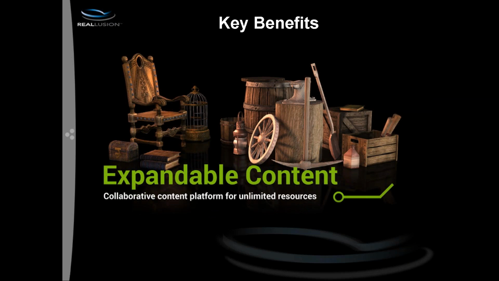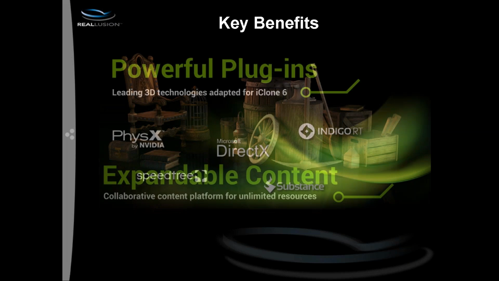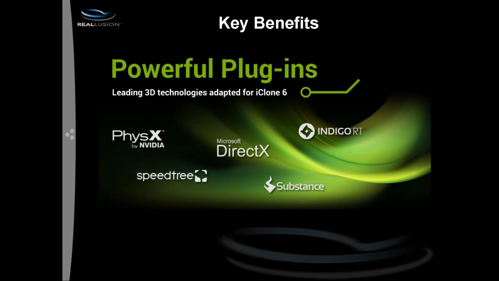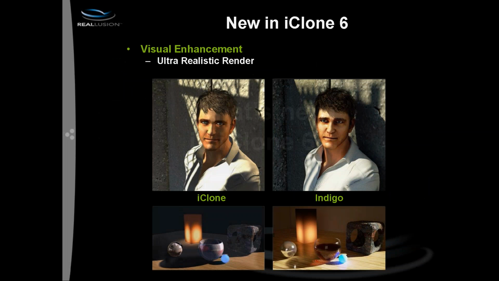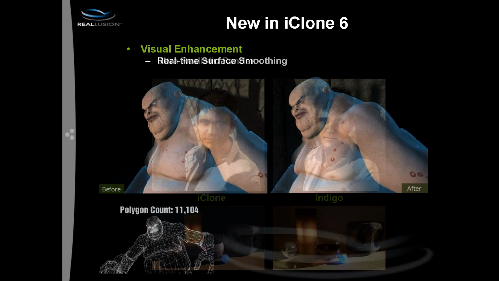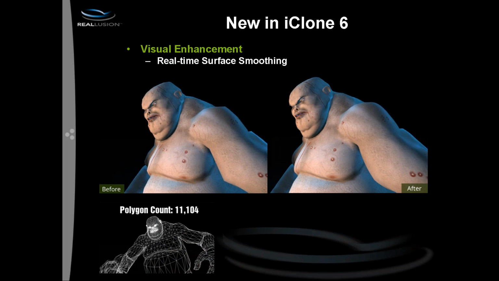Expandable content: if you're not aware, we have a marketplace and a content store where you can purchase all sorts of different content, and we can take a look at that later as well. And here's a brief summary of all our different plugins. So iClone 6, what's new over iClone 5? We have ultra realistic rendering. You can see the difference there with the Indigo and the iClone renders. Some very exceptional rendering. There is also real-time surface smoothing, which allows you to smooth out the surface of a lot of your objects in your scene as well as characters.